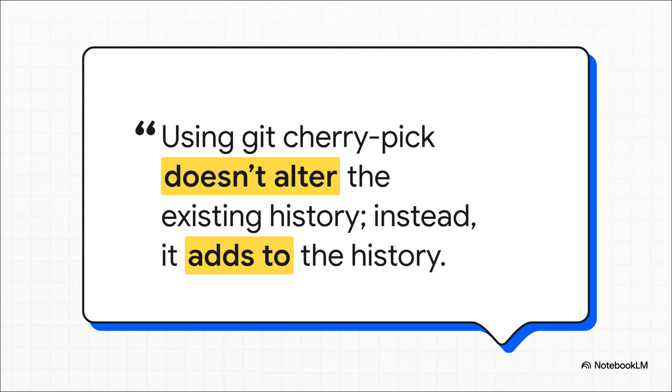And this brings us to the most crucial principle, which the source material puts perfectly. Using cherry pick doesn't change existing history, it adds to it. Because you're creating a new commit, not rewriting the past. It's a really safe operation. You're not messing with the integrity of your original branch at all.